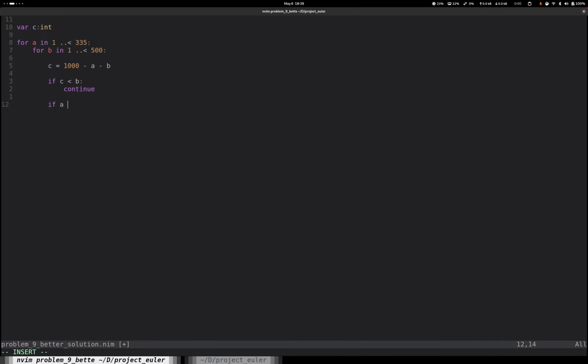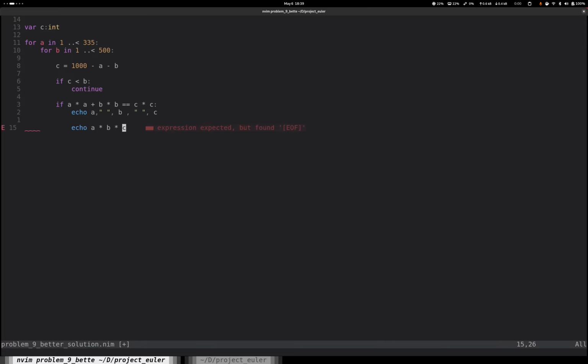Finally, if A squared plus B squared equals C squared, then what we can do is echo A, do some spacing, B, do some more spacing, C, and then echo A times B times C.